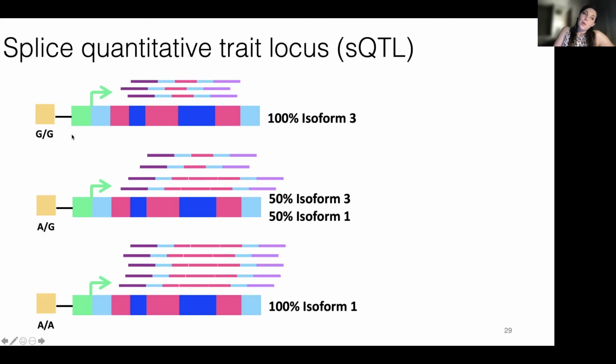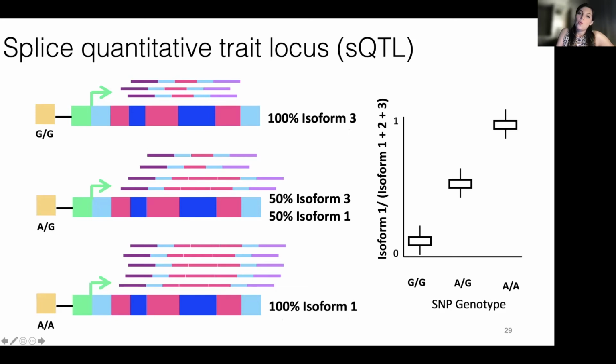So with this genotype GG, we have 100% of isoform 3, whereas we have a mix of the two when we're heterozygous, and then we have 100% isoform 1 when the genotype's AA. So we could put some ratio of the isoforms on the y-axis and again perform a regression to understand the relationship between the genotypes and that splicing ratio.